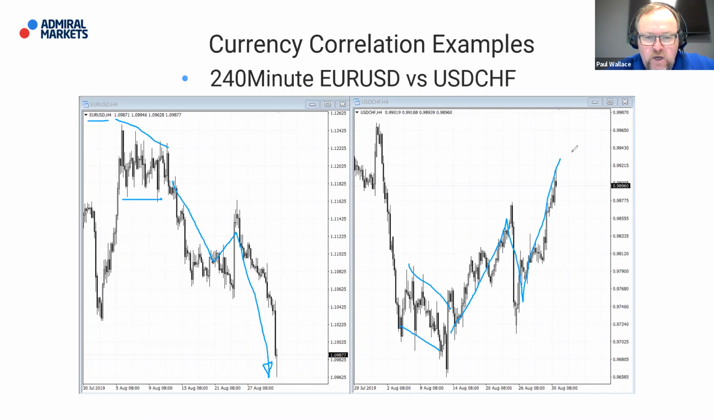So quite often I'd be able to use those correlations to help me choose a better trade opportunity. If I had the same setup appearing on both the euro dollar, let's say I was going long euro dollar and short dollar against Swiss franc, maybe there was a rejection candle that I was looking to trade.